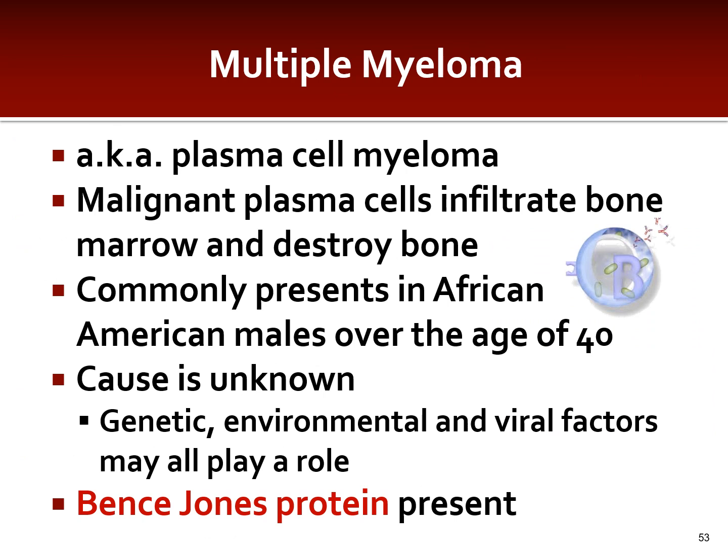Multiple myeloma, also known as plasma cell myeloma. This is where those malignant cells get in and infiltrate the bone marrow. They destroy the bone marrow. And you see it a lot, commonly in African American men over the age of 40. The cause is really not known, but it could be environmental, could be genetic, or could be due to a viral infection.